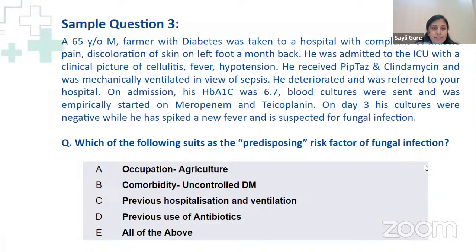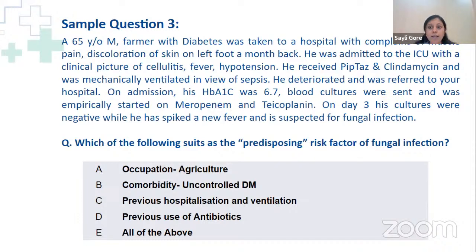So there's this case where a 65-year-old male farmer with diabetes was taken to hospital with complaints of muscle pain and discoloration of skin on the left foot a month back. He was admitted to the ICU with a picture of cellulitis, fever, and hypotension. Over there, he received peptides and clindamycin. He was also mechanically ventilated. He deteriorated and was referred to your hospital, where on admission you found that his HbA1c was very high, and a blood culture was sent, and he was empirically started on Miro and TICO.